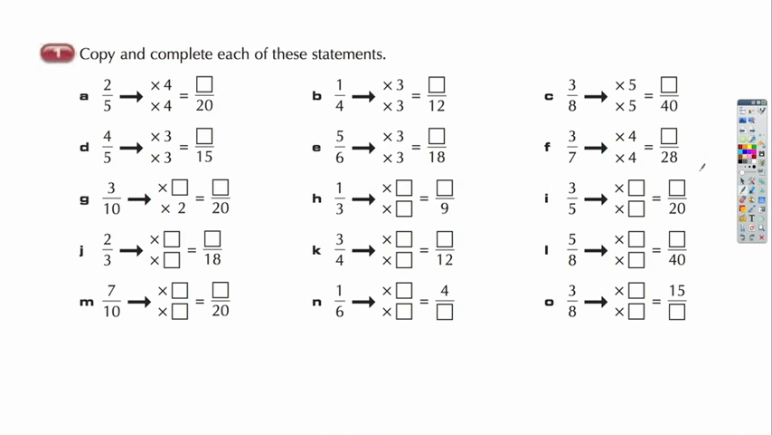Okay, so for these questions, you're just going to copy and complete each of the statements. All the fractions need to be equivalent, so we need to find a fraction that's equivalent to 2/5, and they've told us it has to be equal to something over 20. So we're multiplying by 4. 5 times 4 gives me 20. 2 times 4 gives me 8. So 8/20 is equal to 2 over 5. Okay, so you're going to go through and answer all of these questions.